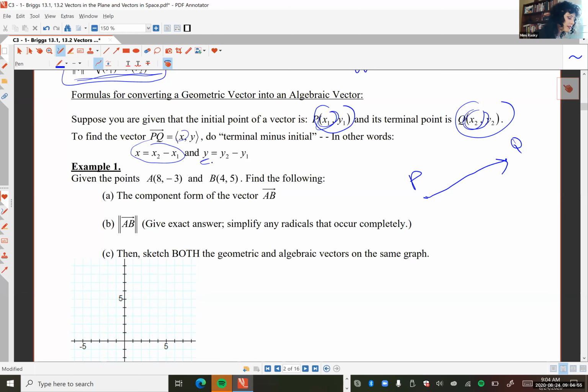And then the y scalar component of your vector is the difference of the y coordinates of those 2 points, y2 minus y1. Make sure you don't do it backwards. It's always terminal minus initial, and that's going to be your key to doing this.